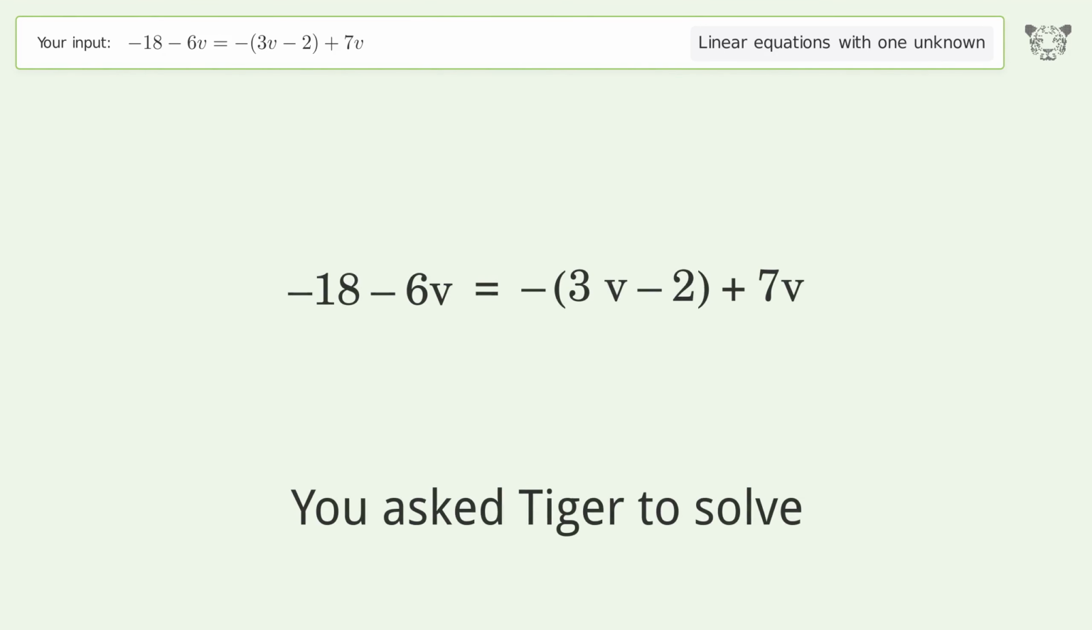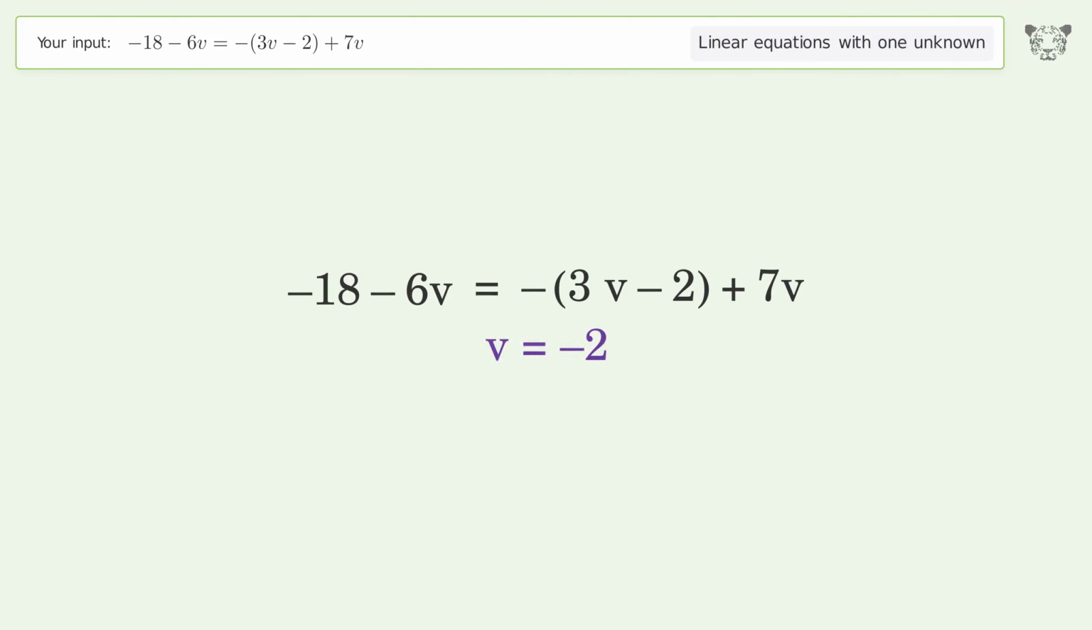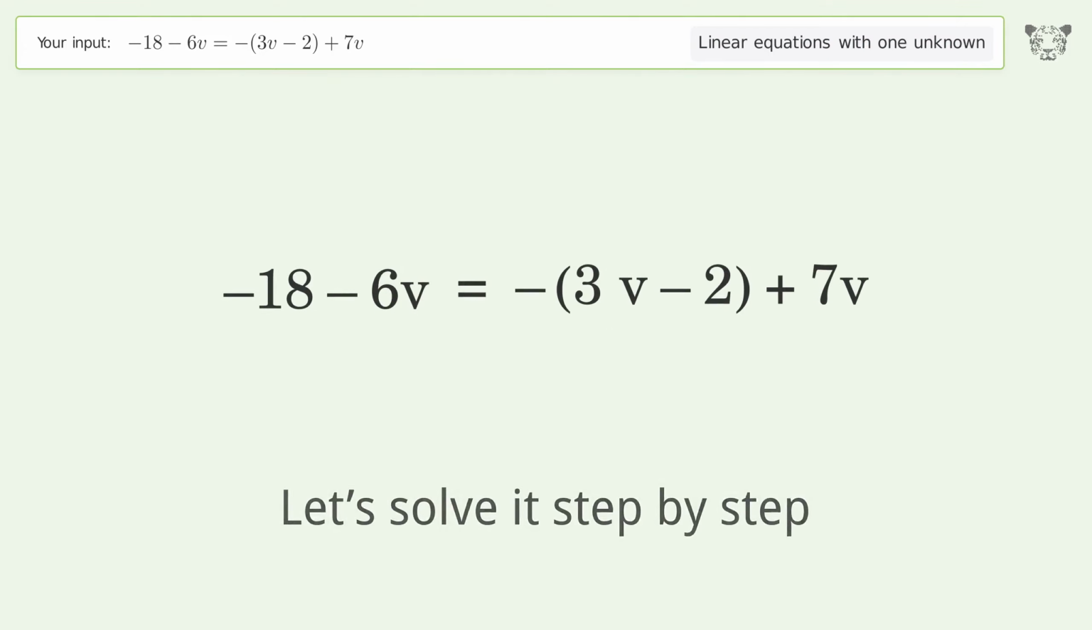You ask Tiger to solve. This deals with linear equations with one unknown. The final result is v equals -2. Let's solve it step by step.